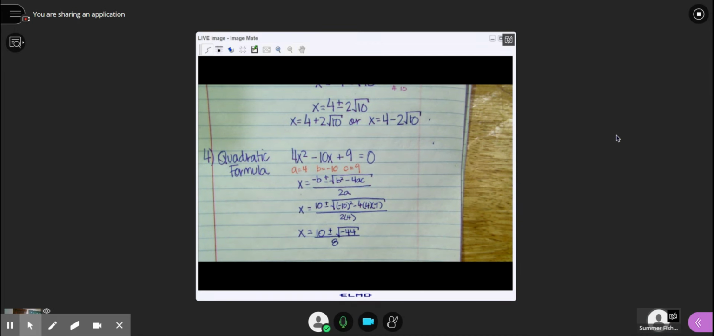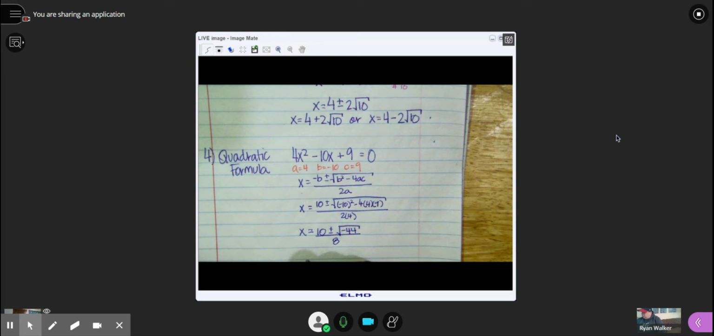And at this point, as I'm solving this, what should I recognize? Yeah, so what should that tell me? No. Not no solution, no. Yeah, no real solution. There is a solution, Summer. It's just imaginary numbers. So we have to say no real solution.